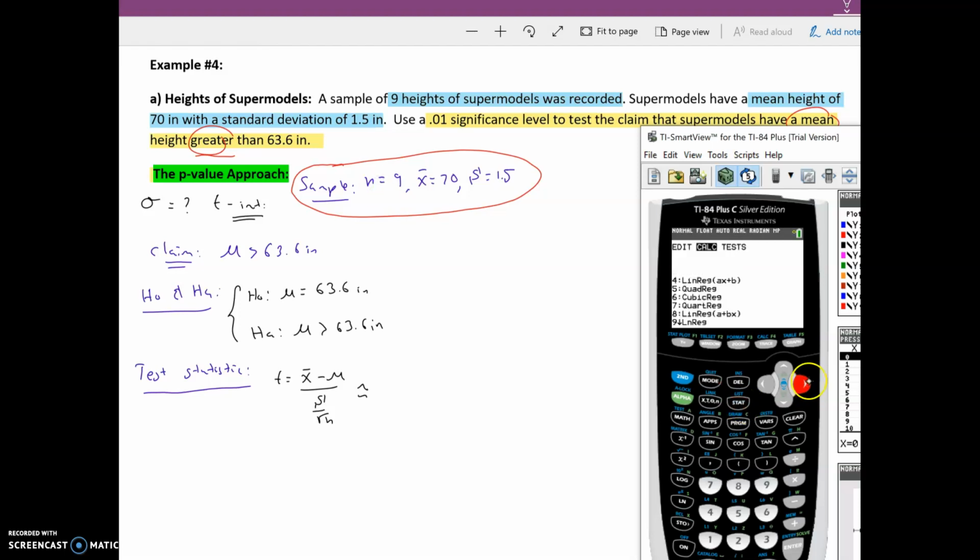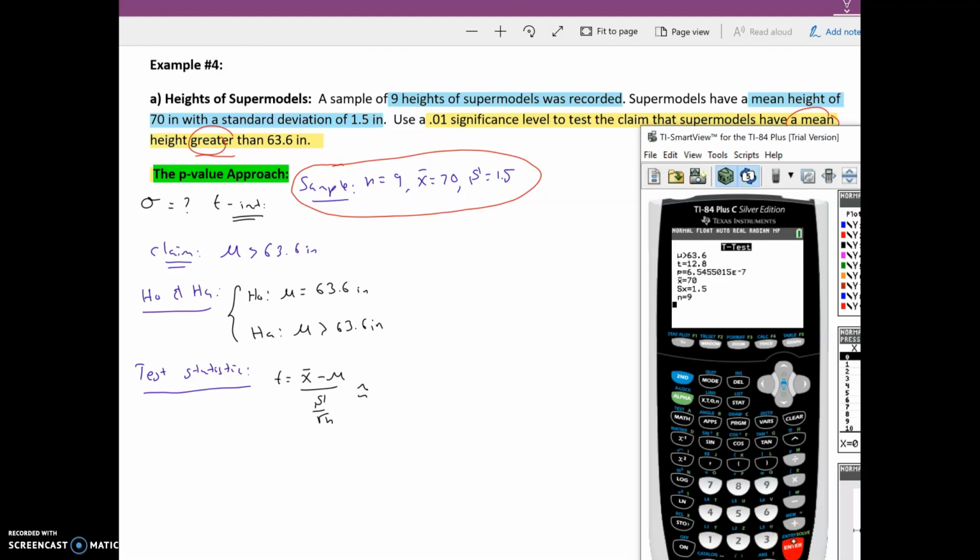Please go to test, and then in this case a t-test, and verify that you're matching with all the values. The actual mu is 63.6. The mean of the sample is 70 inches. The standard deviation is 1.5. And the actual value of n happens to be a total of 9 individuals. The last portion is to address the type of test. This is what actually gives you the correct p-value. And in this case, it's a claim of greater. So please run it and see if you're actually matching.